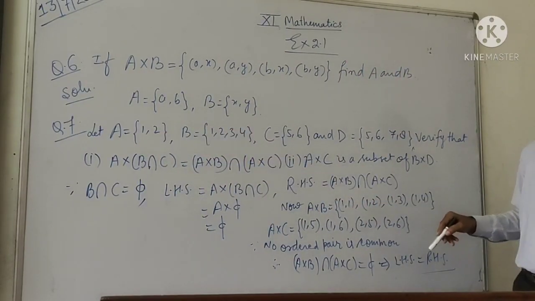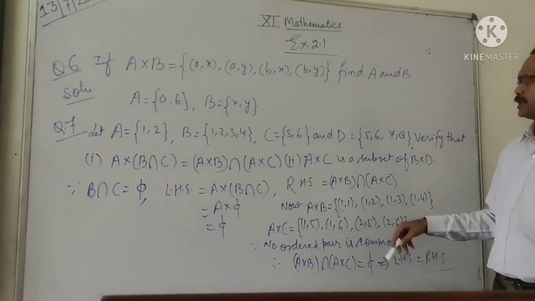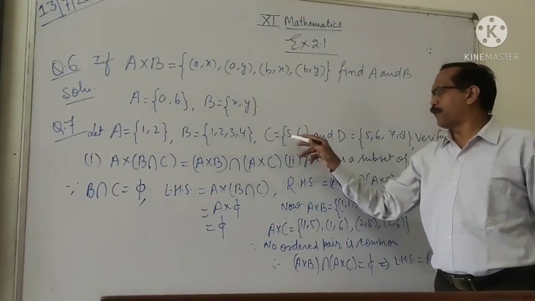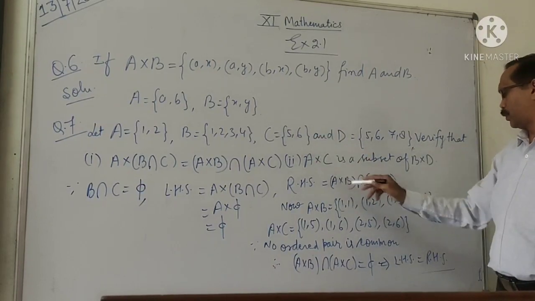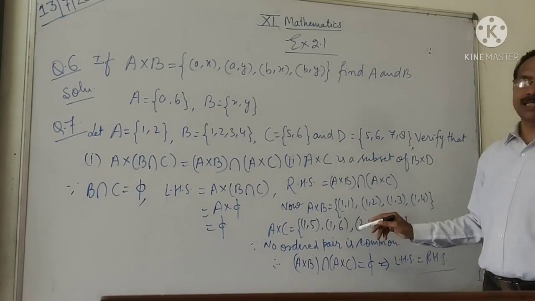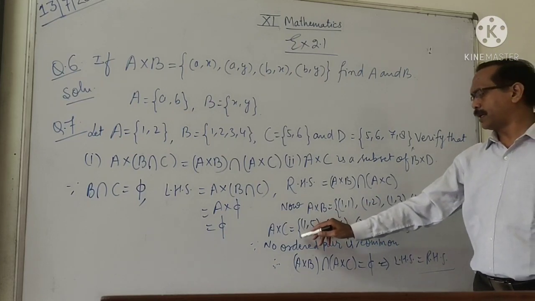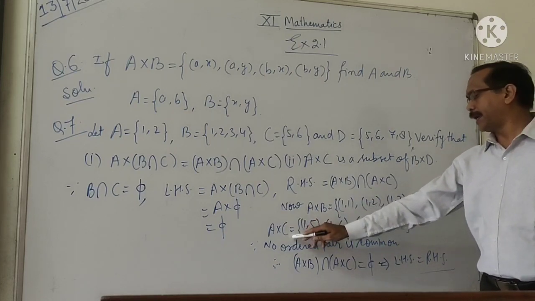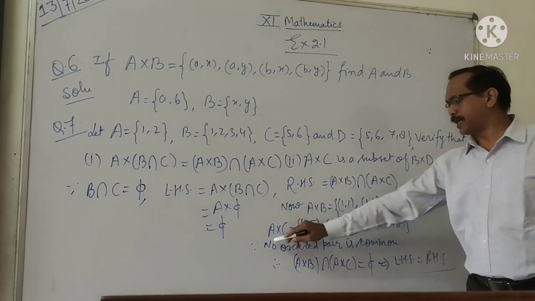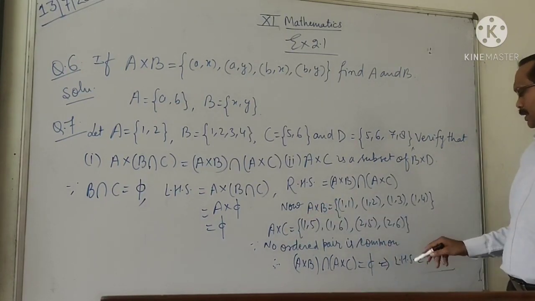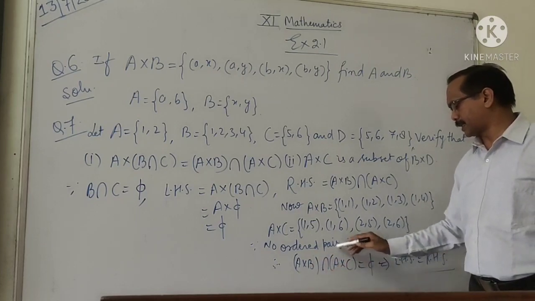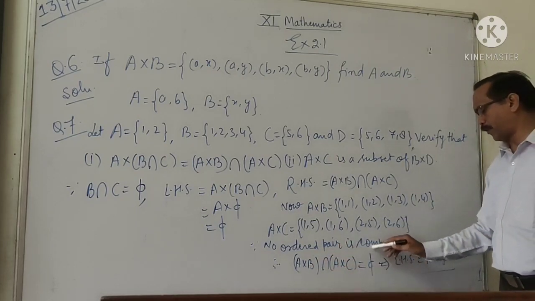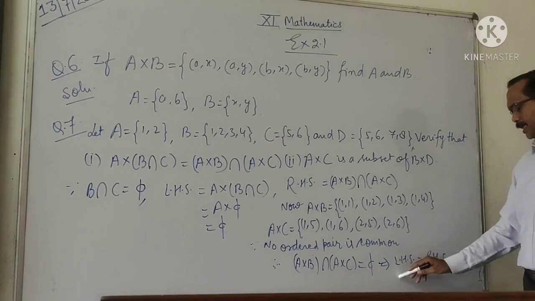Then find A cross C. A cross C is (1,5), (1,6), (2,5), (2,6). Now see, no element is common in A cross B and A cross C. Right? Therefore, (A cross B) intersection (A cross C) is empty and LHS equals RHS.